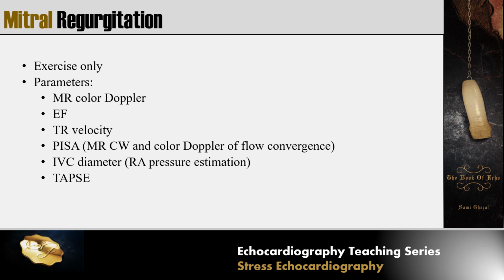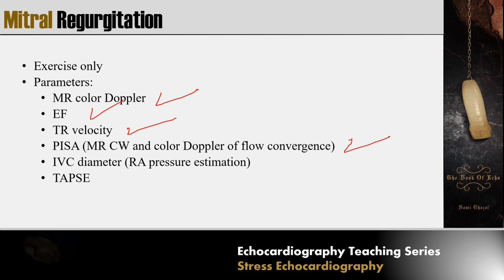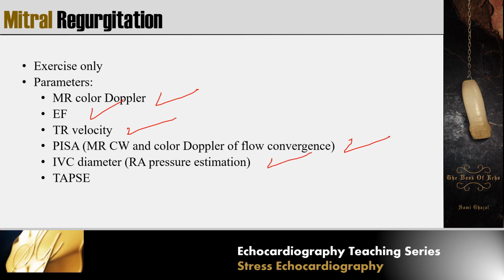MR severity has a dynamic nature, and in equivocal cases such as non-severe MR with symptoms, exercise echocardiography can be helpful in assessing dynamic MR and also regrading the MR. The parameters we need for exercise echocardiography for MR are MR color Doppler, ejection fraction, TR velocity, PISA, of course, for MR quantification, IVC diameter for RA pressure estimation, and TAPSE.